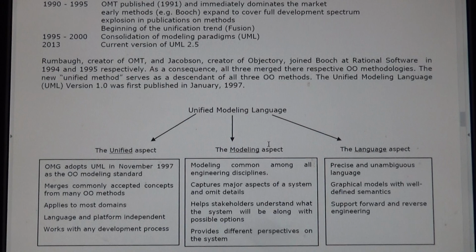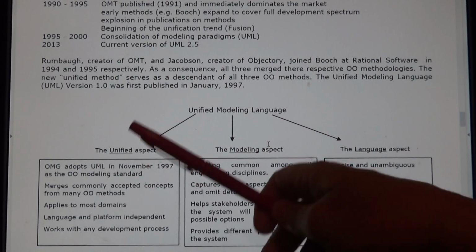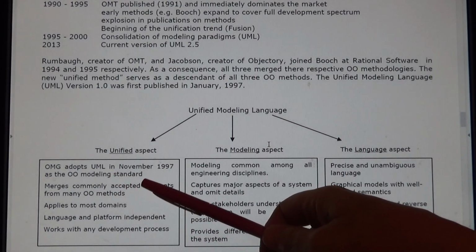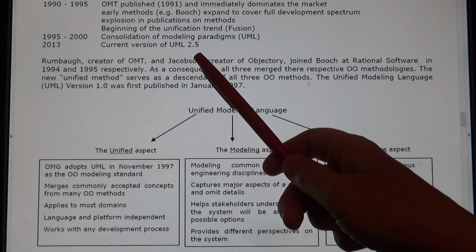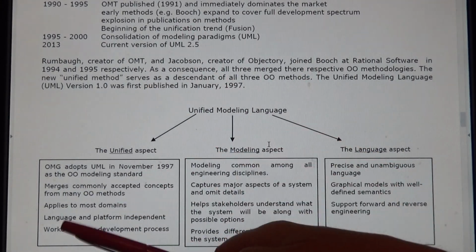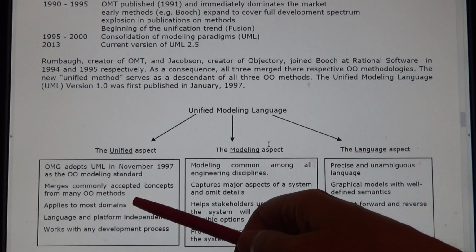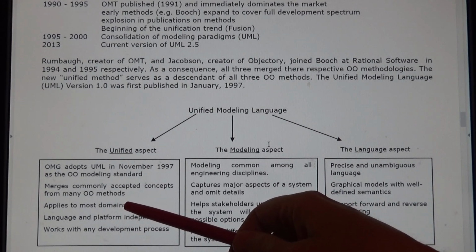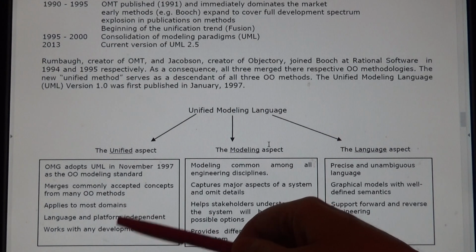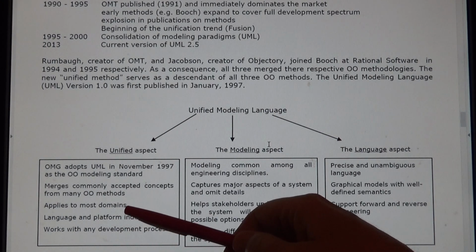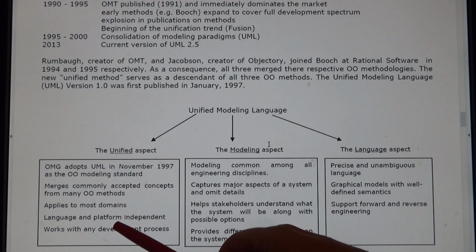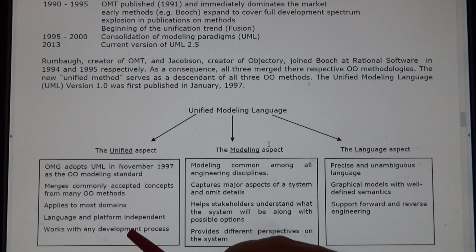Now, why is it unified? Why is it modeling? Why is it a language? It's unified because it unified the standards from Jacobson, Booch, and Rumbaugh, as I pointed out, and accepts concepts from different OO methods, and applies to most domains like financial or oil and gas. It's language and platform independent, and it works with any process. You have the spiral model, waterfall model, and so forth.